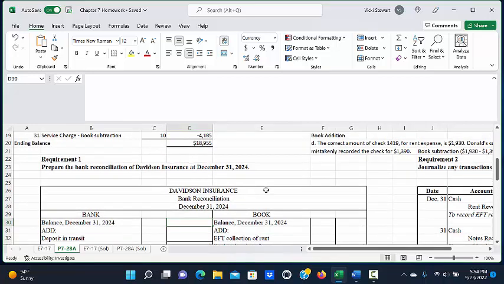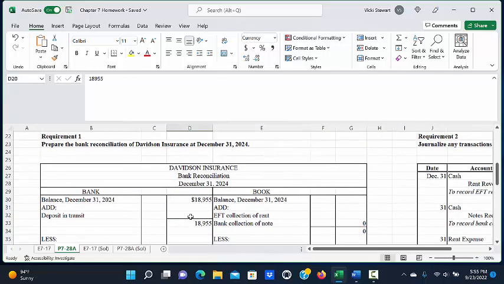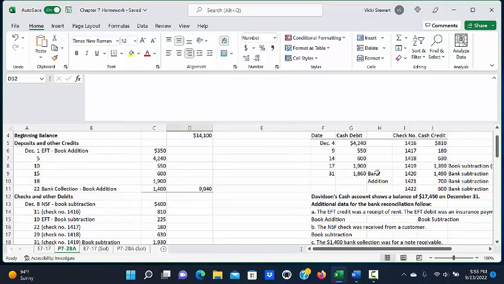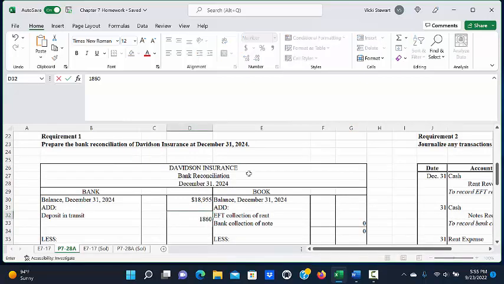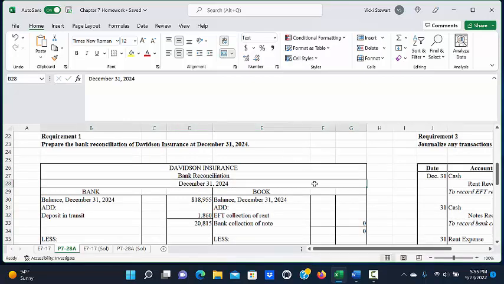So first we're going to do the bank side of the reconciliation. To do that, we start with the ending bank balance that we were given on the bank statement. Now we need to add any deposits in transit, and we know that we had one deposit in transit of $1,860. That amount has not yet been recorded by the bank, so we would add that.